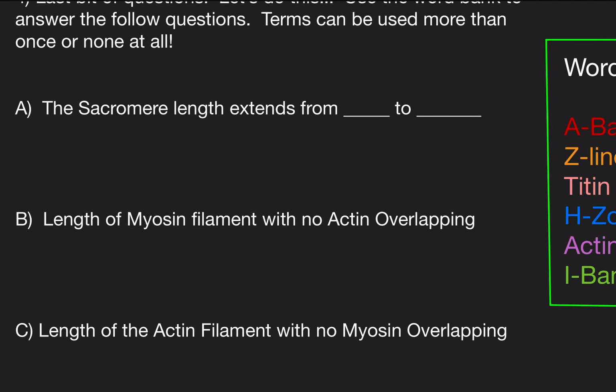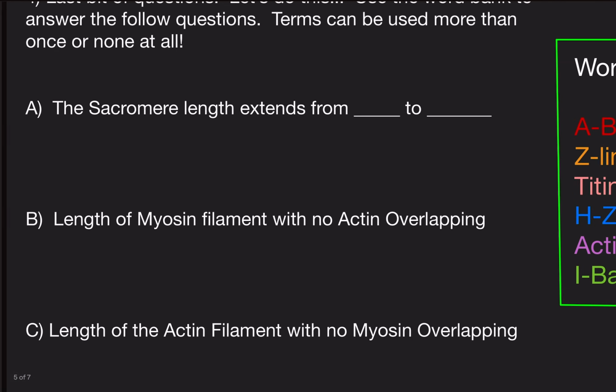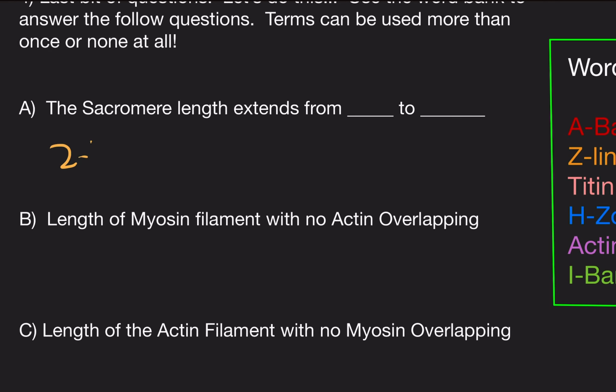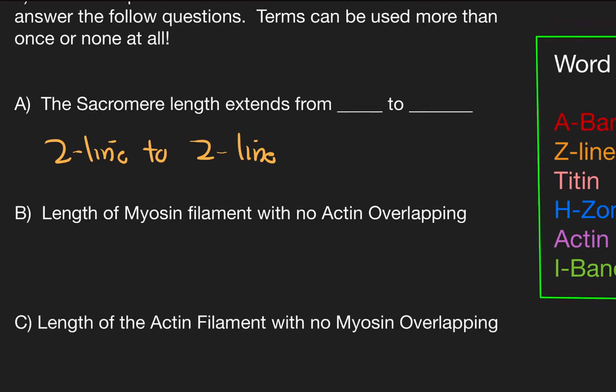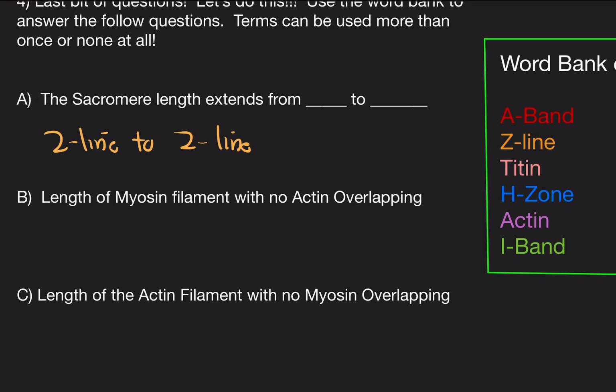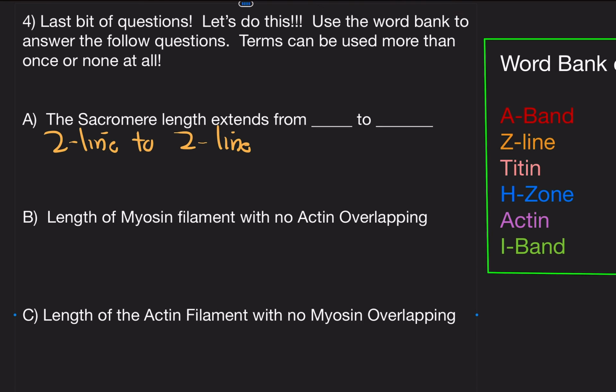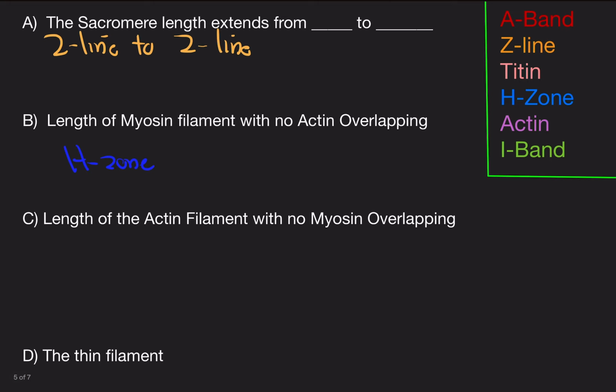The sarcomere length extends from blank to blank. This is Z line to Z line. B. Length of the myosin filament with no actin overlapping. This is the H zone. Come on, don't have a stroke here. Okay, H zone. C. Length of the actin filament with no myosin overlapping. This is the I band.